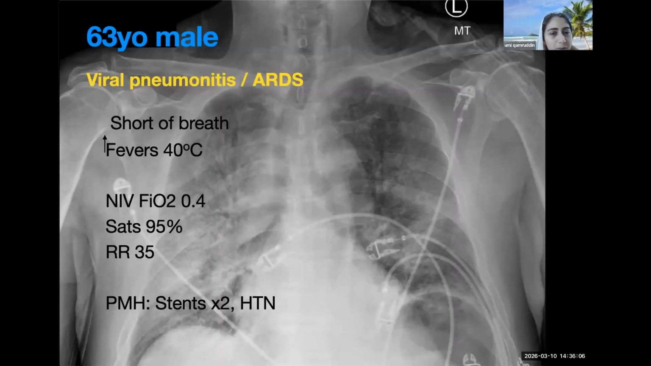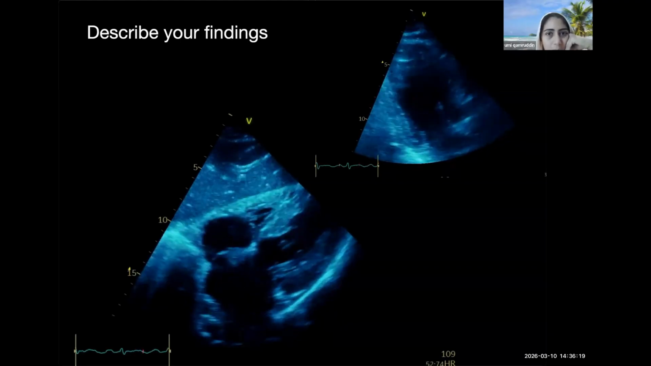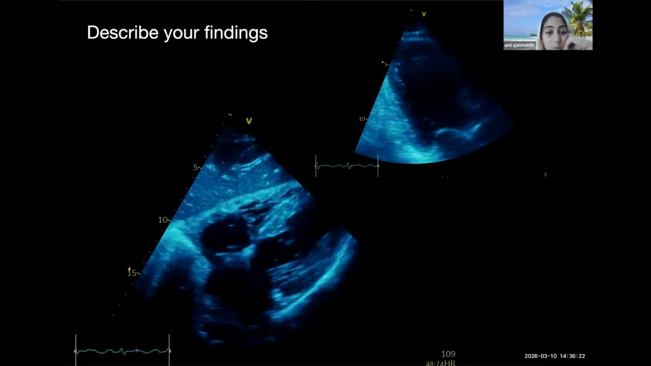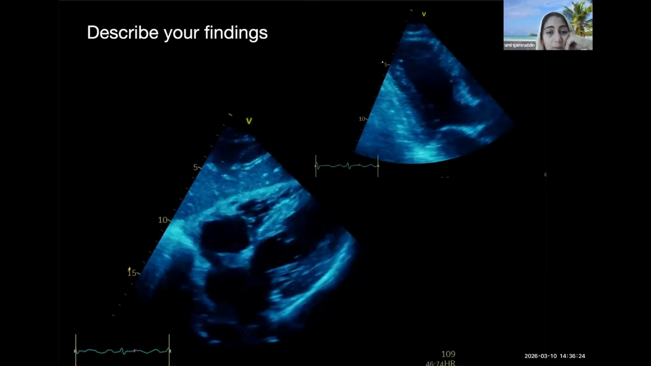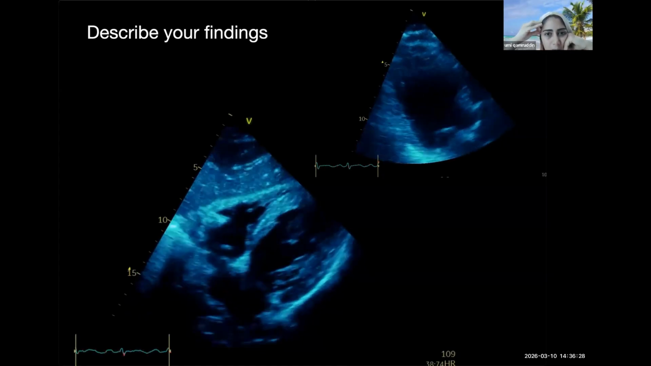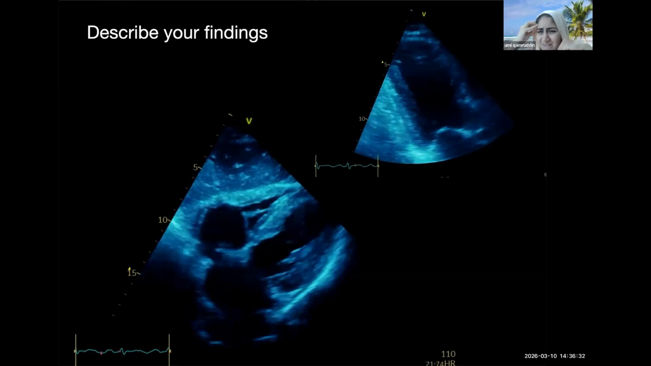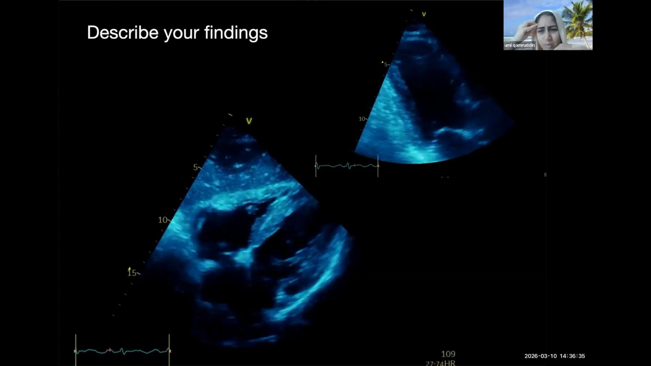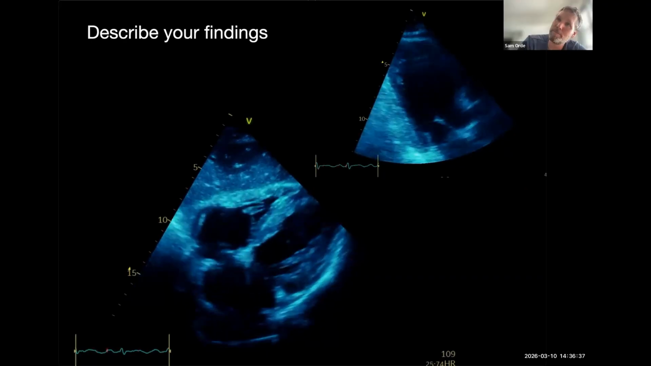63, viral pneumonitis, short of breath, febrile, on an IV, sats okay, tachypneic, background of ischemic heart disease and hypertension. So this person is probably really difficult to image with the current context. There's a subcostal view, and the other one, I'm not sure, is it a parasternal that's really low? And why is that? The acquisition.